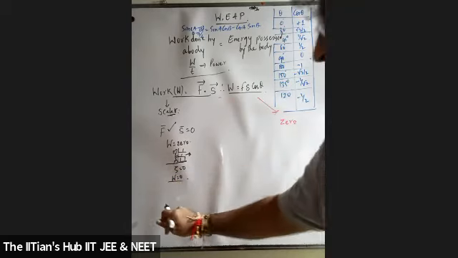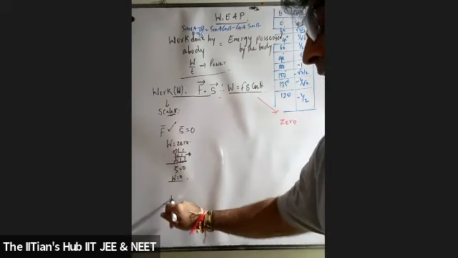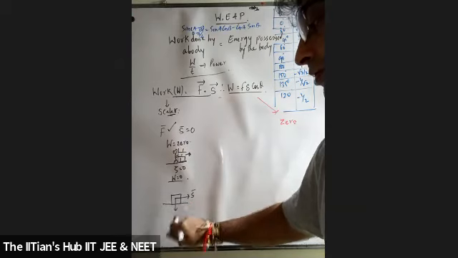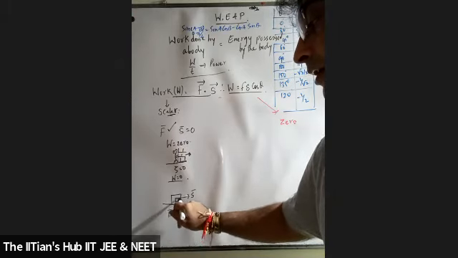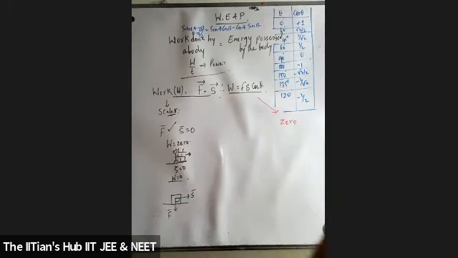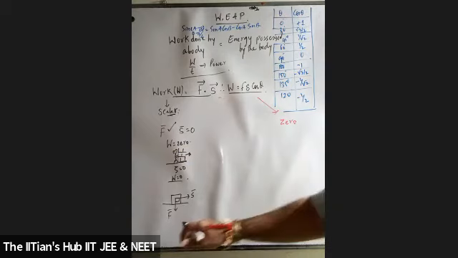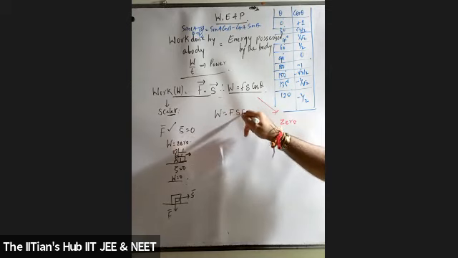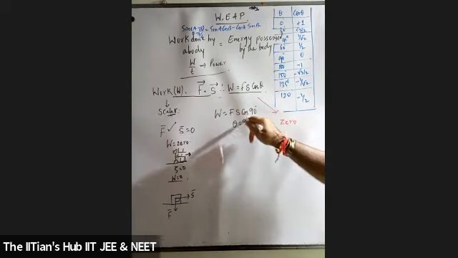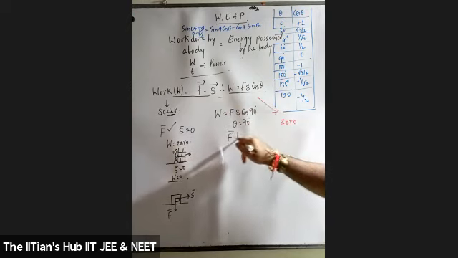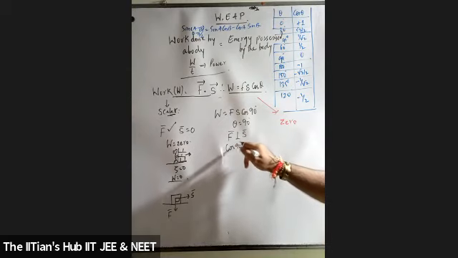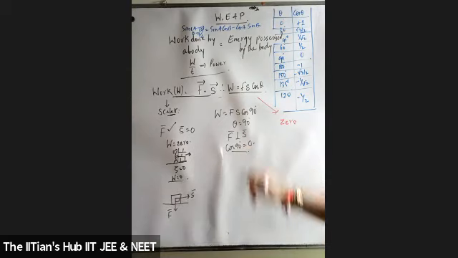In the second case, when force is applied on a body, and the displacement of the body and the force are mutually perpendicular to each other, students, then in that case, work done is said to be zero. Why? Because work is given by Fs cos 90. Theta here will be 90 when force and displacement are mutually perpendicular. So cos of 90 will be zero. So work done is said to be zero.